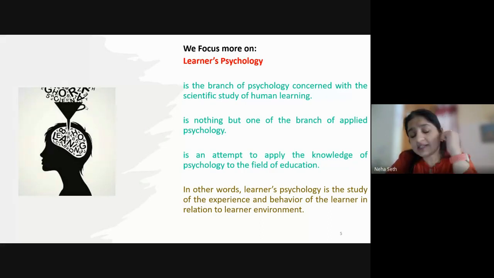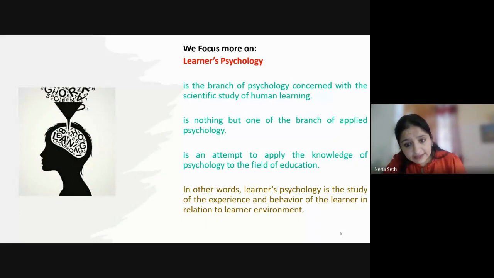There are definitions given by famous psychologists who said that it is a branch of psychology concerned with the scientific study of human learning. Since we are talking about learners, and learners are human beings, the branch of psychology related to the study of human learning is learner psychology. It is one of the branches of applied psychology, as I mentioned. It is an attempt to apply the knowledge of psychology in the field of education. When the steps followed to study human learning are applied in the field of education, it leads to educational psychology, or learner psychology. Learner psychology is the study of experience and behavior of learners in relation to the learner's environment.